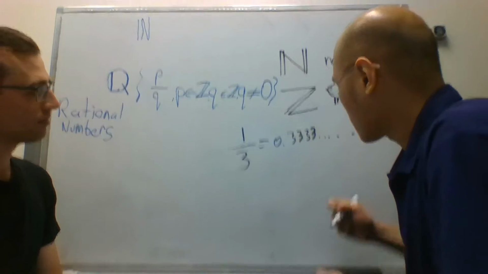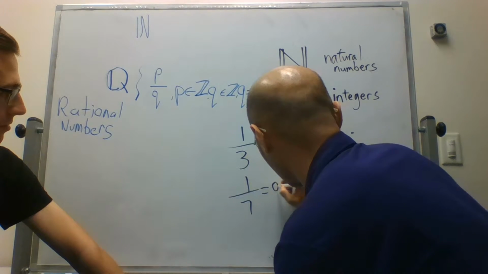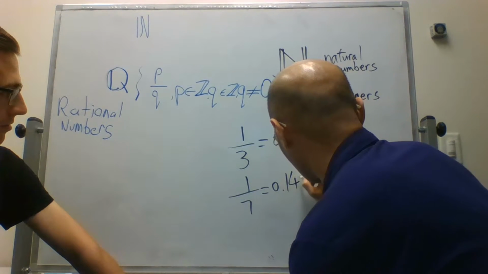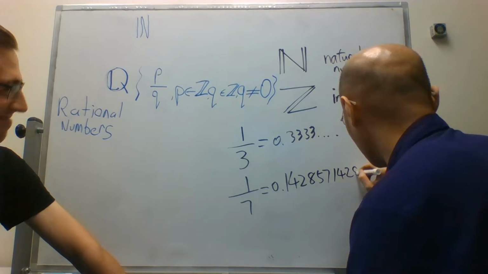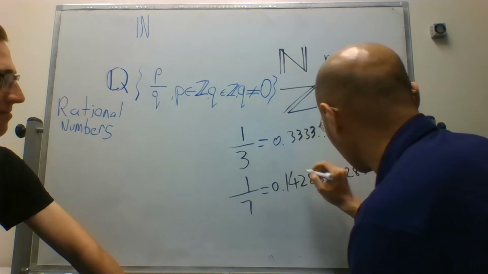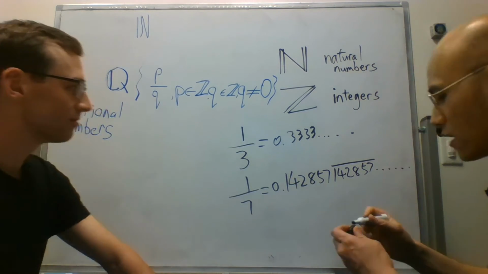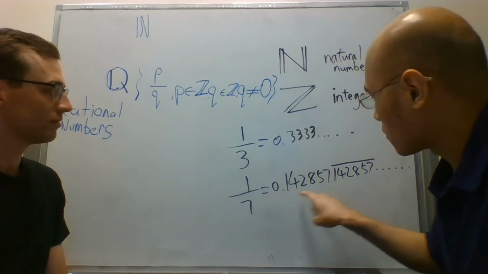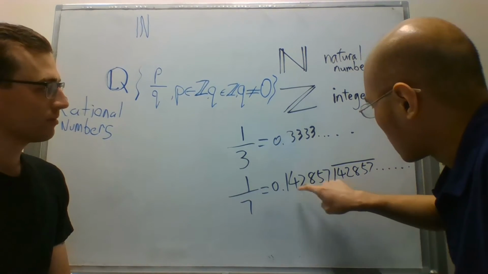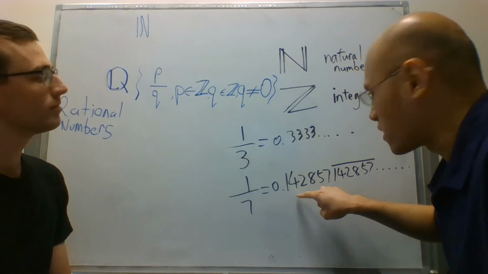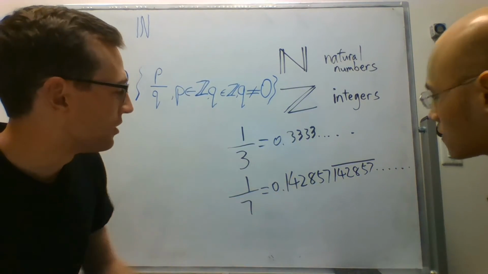Or 1/7 is equal to 0.142857, and then it just repeats like this, 142857. It keeps going like that. So even though this is an infinite decimal expansion, there is a period. Is this the period? Yeah, it periodically repeats itself.